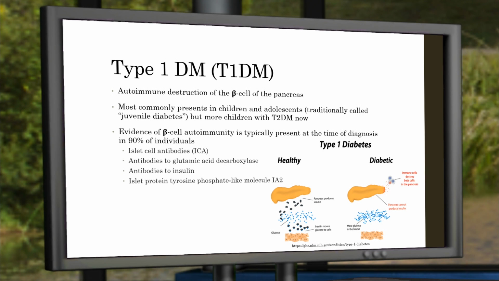We may also have antibodies to glutamic acid decarboxylase, which is responsible for synthesizing GABA. You may know GABA as one of our inhibitory neurotransmitters, but it's also present in beta cells of the pancreas, so it can also be inhibitory in that effect. And then we also have antibodies to insulin itself and antibodies to one of our major autoantigens, islet protein tyrosine phosphatase, which also plays a big role in secretion of insulin.